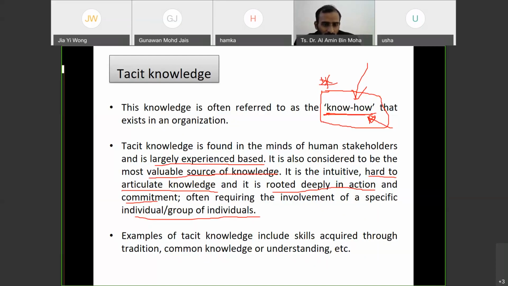It includes skills they acquired through tradition, common knowledge, or understanding. So you learn this from experience. It's not that suddenly the company gets the knowledge. It's nothing to do with machines. Even sometimes the company develops, or constructs, or manufactures the machine, so how do you get that knowledge? Okay, how do you get the knowledge?